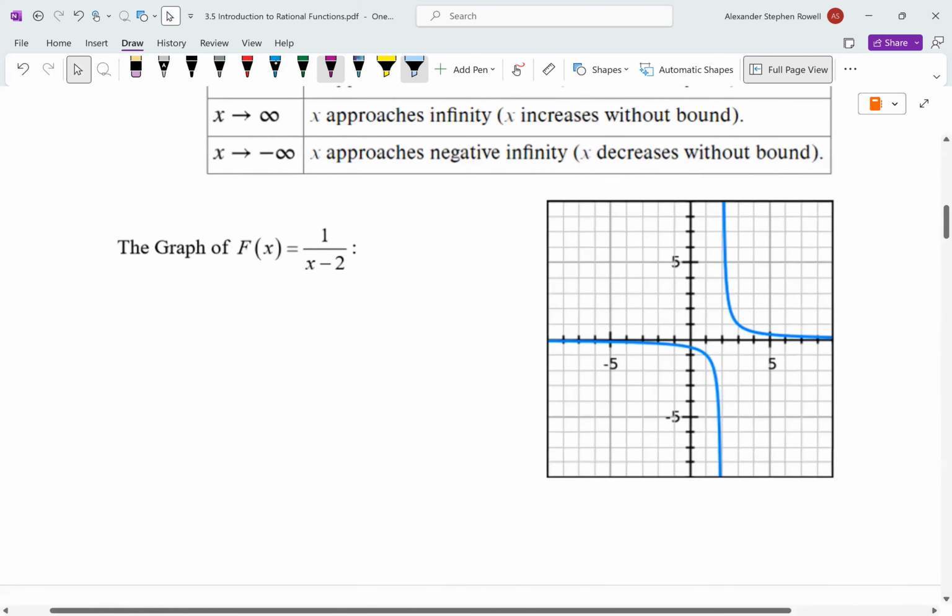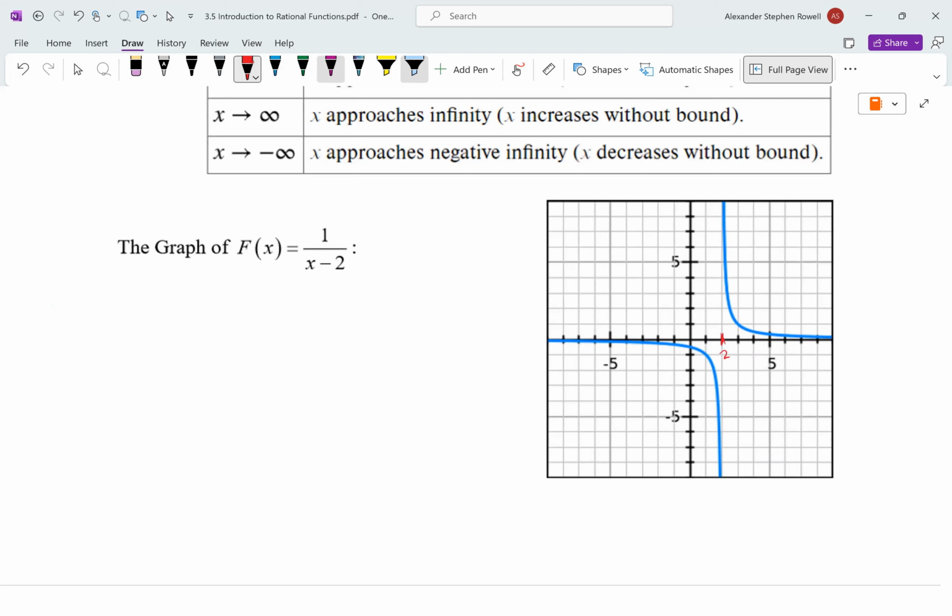Here's the graph. As we approach this x value of 2 from below, my function goes down toward negative infinity. As my graph approaches 2 from above, my function goes toward positive infinity. And we say that we have a vertical asymptote here. This is the line x equal to 2. Where the denominator is 0, we have a vertical asymptote.